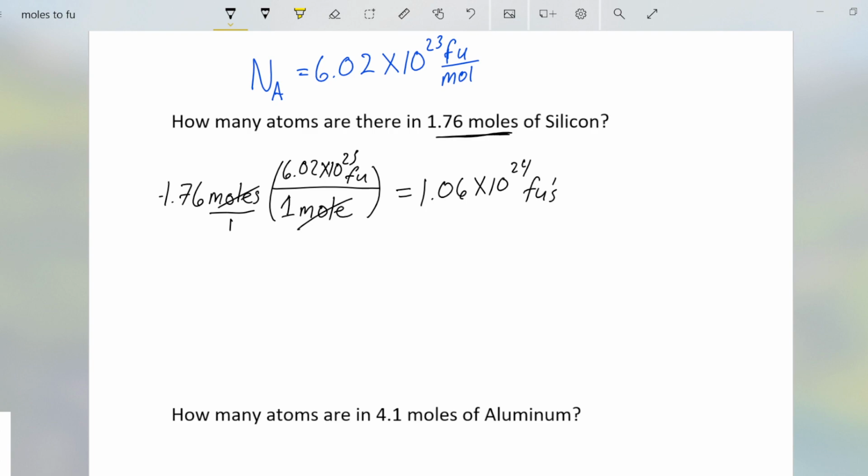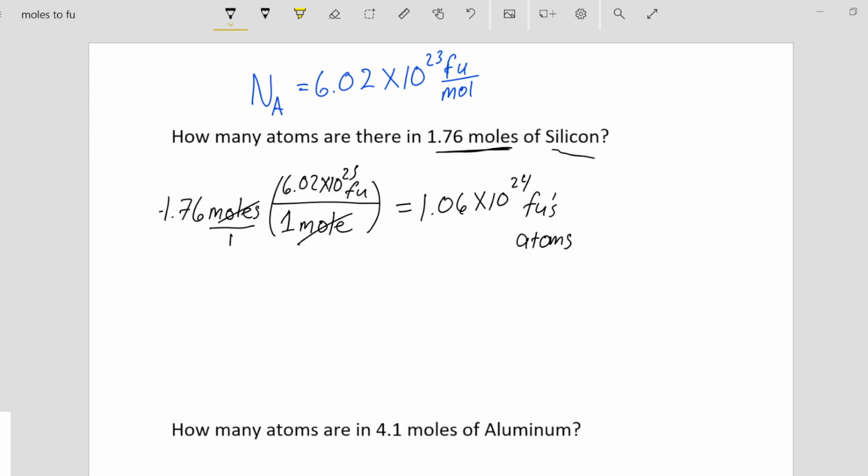But again, this is silicon, and so these are atoms of silicon, and I can write either FUs or atoms. Either one would be correct. If you wrote molecules, that would be an issue because silicon is not a molecule, it is an atom. But FUs or atoms, either one will be acceptable.